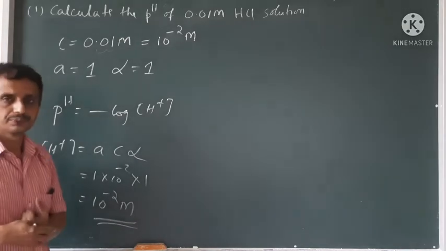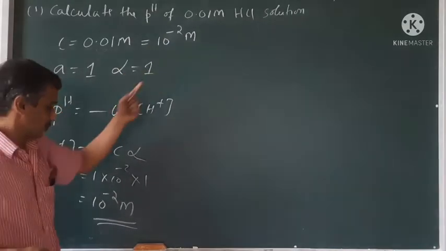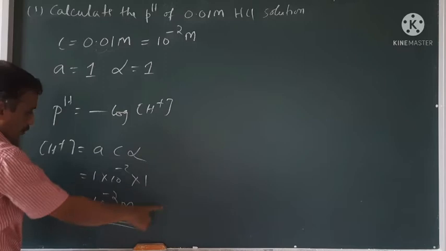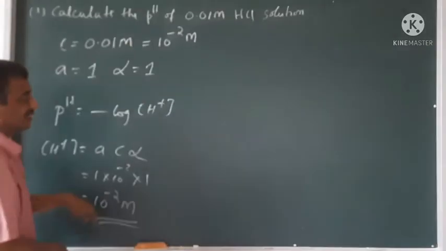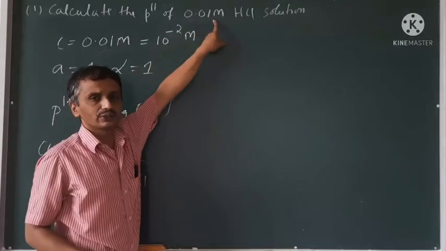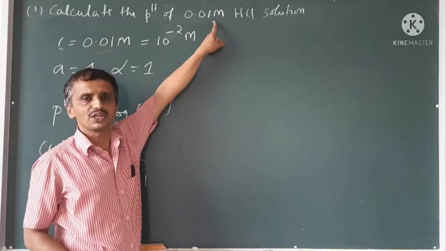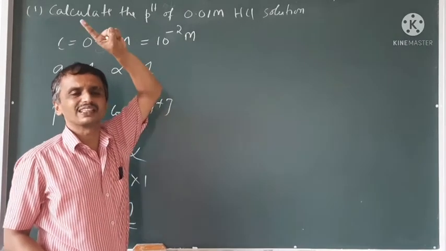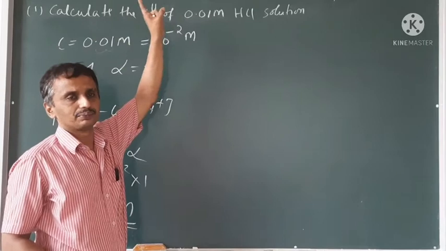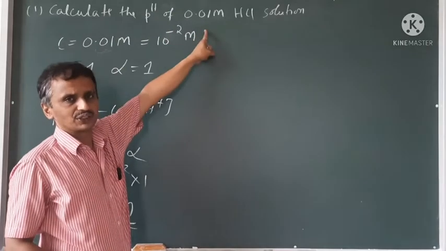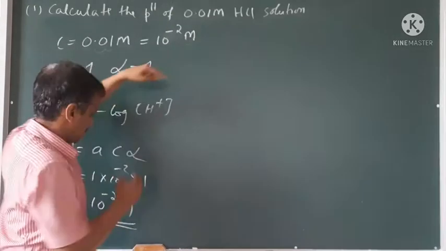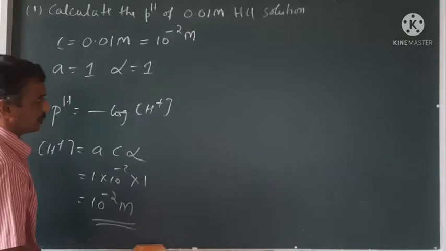Students, in the competitive exam, using all these steps is not necessary. Directly take the value you know as C if it is monobasic or monoacidic. Simply don't waste this much time.